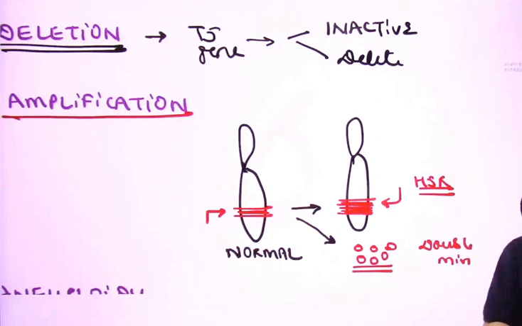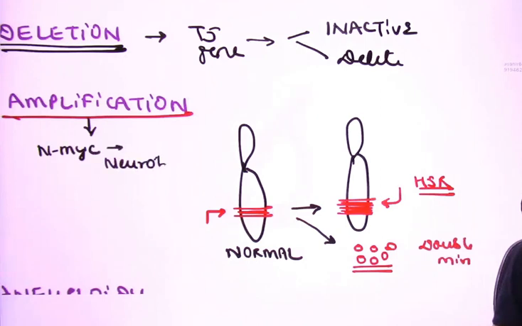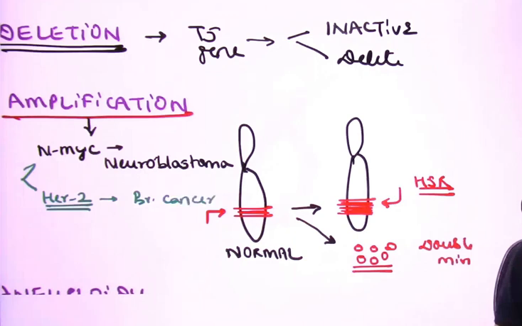in an analysis. Now a classical example of an amplified gene that I wish you to be familiar with is the N-MYC gene. This is associated with a tumor called neuroblastoma. A second example is the HER2 gene, which is associated with a patient suffering from breast cancer. These amplifications can be picked up with the help of chromosomal or genetic analysis, and subsequently they can be useful for making a diagnosis as well as for deciding the treatment of the patient.